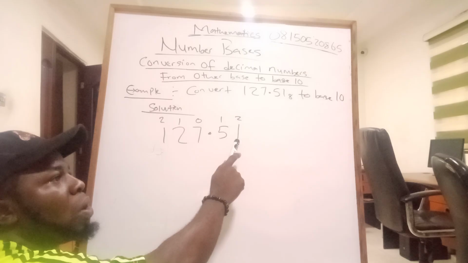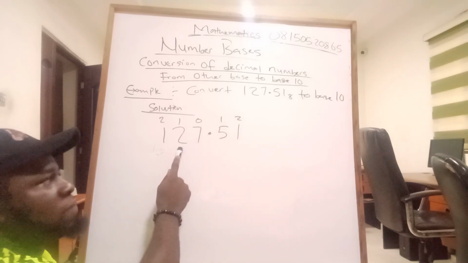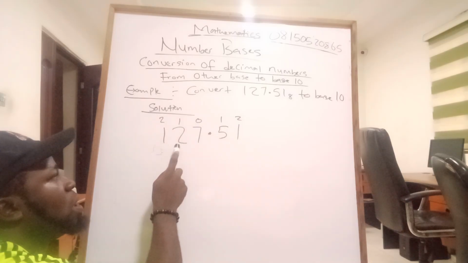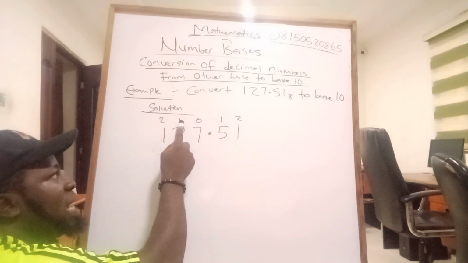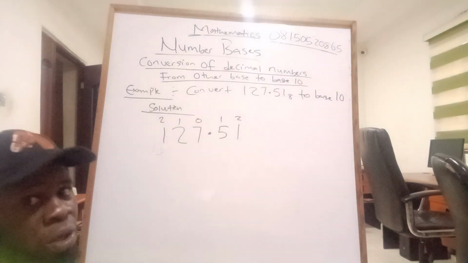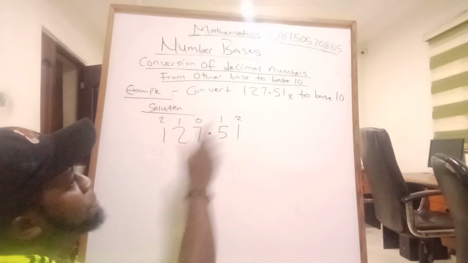This place is called hundredth. That's why it's having power of 2. But under place value, this place is called unit. That's why it's having 0. This place is called tens. That's why that's 10 raised to power 1. This place is called 100. That's why you're having power 2. So for those of you that don't understand the meaning of this 0, 1, 2, we are dealing with place value.